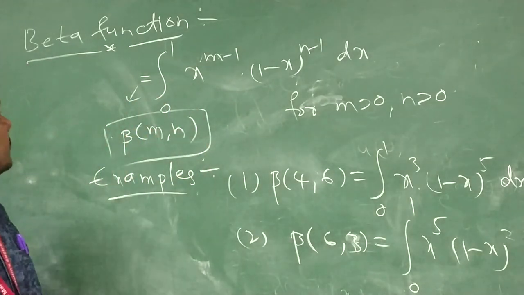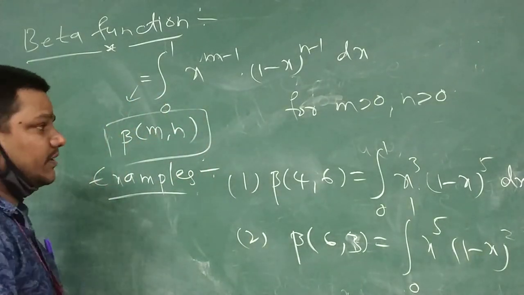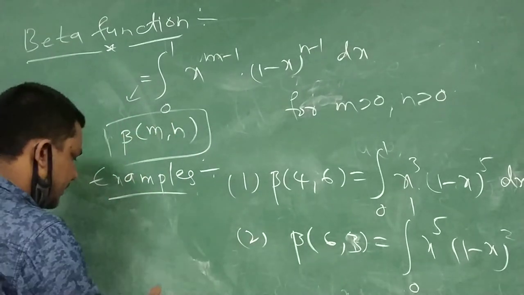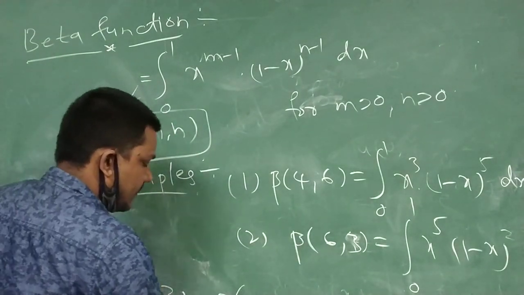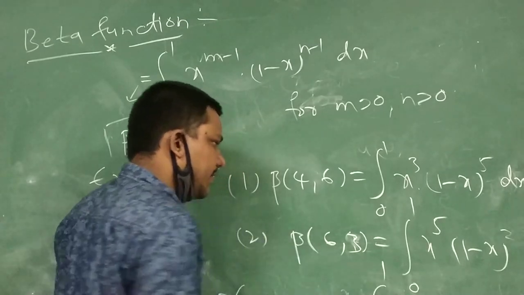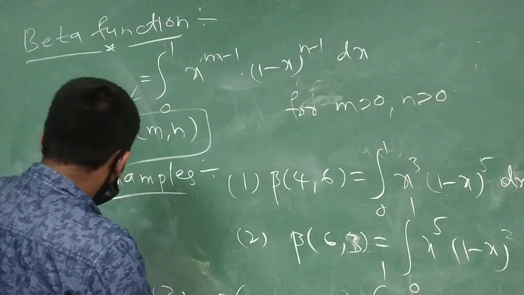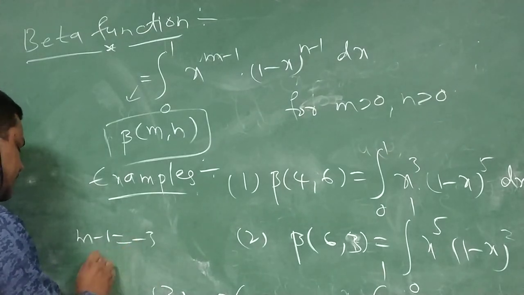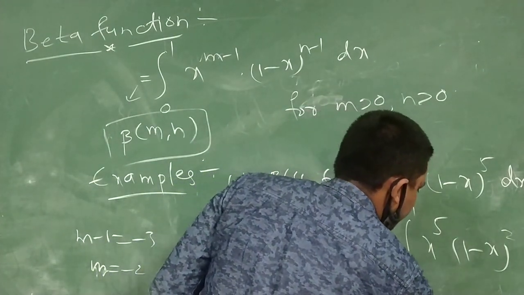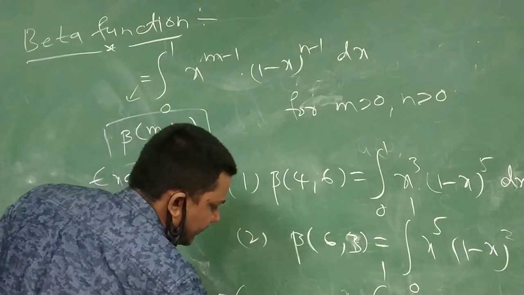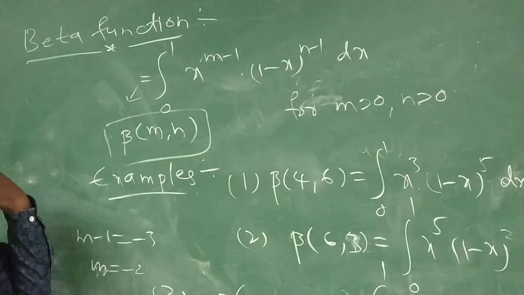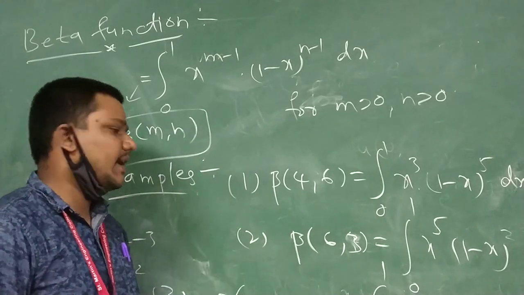Now see here, next we have to see the example which is not a beta function, where the beta function converges for the values m comma n must be greater than 0. Now see here another example. You see beta of minus 3 comma 5, which is integration of 0 to 1 x power, you see what the value of m here, minus 3. So here we can get x power minus 4, 1 minus x whole power 4 dx. But here the value of m is minus 3, which is less than 0. Therefore this is not a beta function. So this is the basic definition of beta function and the examples.